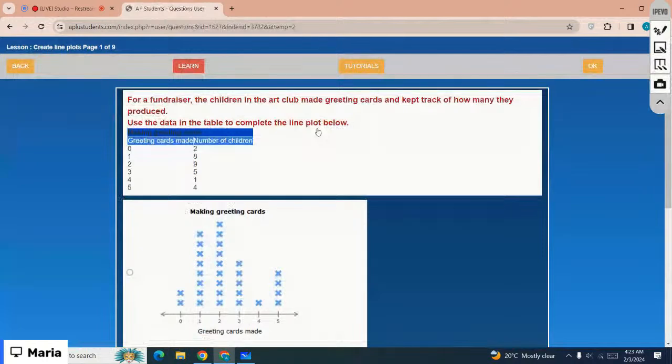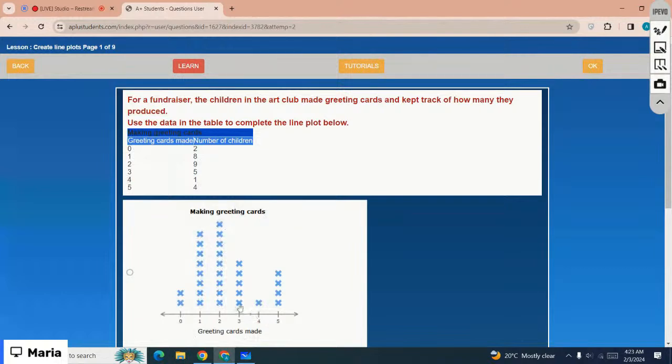Okay, for a fundraiser, the children in the art club made greeting cards and kept track of how many they produced, right? So the greeting cards made are 0, 1, 2, 3, 4, 5, and the number of children is 2, 8, 9, 5, 1, 4. So for 0, the number of children is 2. Here is 0, here is 2. For 1, that is 8. 1, 2, 3, 4, 5, 6, 7, 8. Okay, for 2, that is 9. 1, 2, 3, 4, 5, 6, 7, 8, 9.